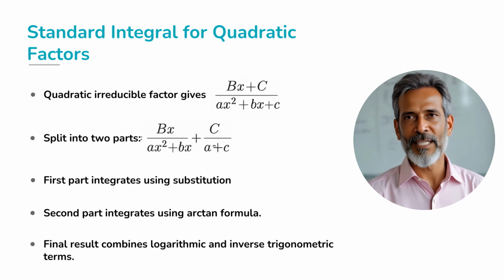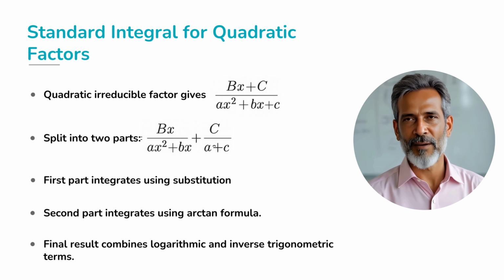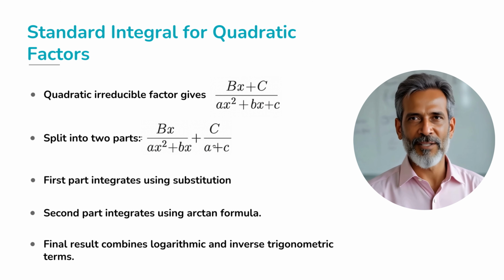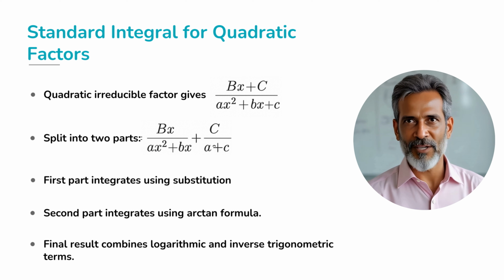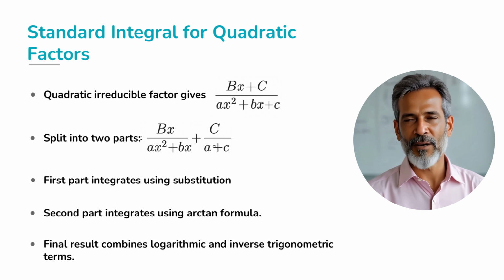Let's begin with the easy case, linear factors. Suppose in decomposition we have a term like a over x minus r. The integration is direct. The formula is integral of a over x minus r with respect to x equals a log modulus of x minus r plus c, that's it. Each linear factor always leads to a logarithmic result. So, if your denominator splits into distinct linear factors, you're in luck. The answer is just a combination of logarithms.